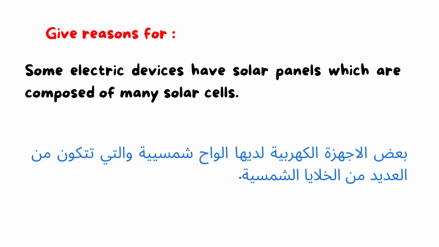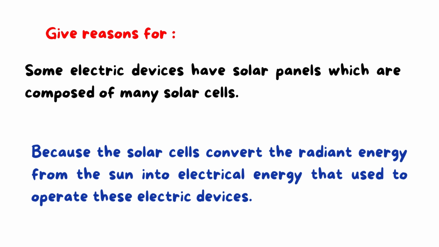Give reasons for: some electric devices have solar panels which are composed of many solar cells. Why do some electric devices have solar panels that are composed of many solar cells? Because the solar cells convert the radiant energy. This is a type of solar energy.